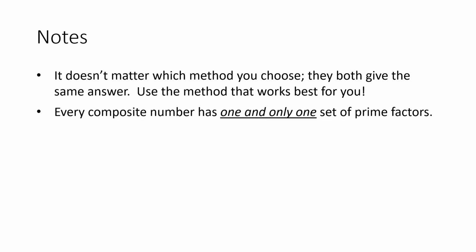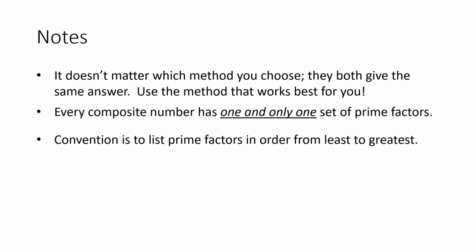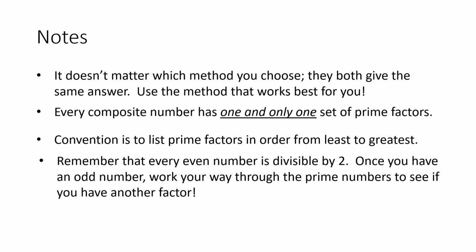Every composite number has one and only one set of prime factors. Convention is to list the prime factors in order from least to greatest. And remember, every even number is divisible by 2. Once you have factored out 2 so that you end up with an odd number, work your way through the prime numbers. Start with 3, and if 3 doesn't work, go to 5, and see if you have another factor.